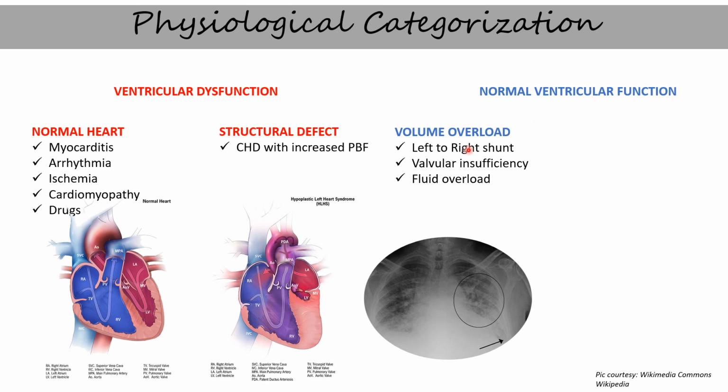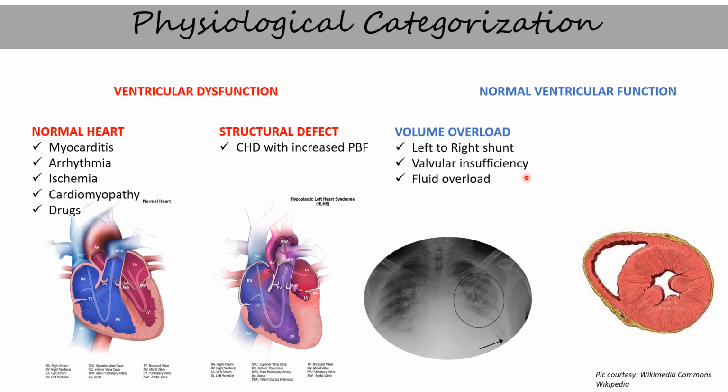Or patients even with normal ventricular function can land into heart failure in cases where there is volume overload. Again, left to right shunt, valvular insufficiency, especially in older children with rheumatic heart disease, and fluid overload conditions, and pressure overload conditions, for example right-sided lesions like pulmonary hypertension and pulmonary stenosis, and left-sided cardiac lesions like coarctation of aorta and aortic stenosis.